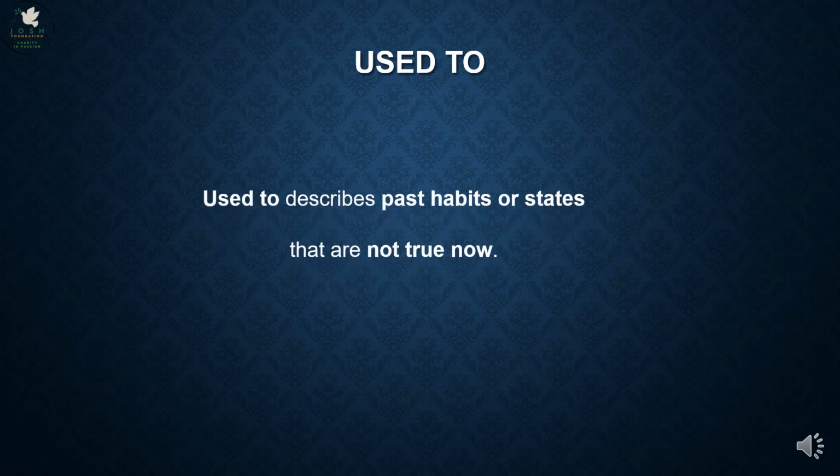Let's go to used to. We use used to to describe past habits or states. We use it to describe past habits or past states that are not true now. It means that thing was true in the past, but at this time that thing is not true. It was just true in the past, but not now.